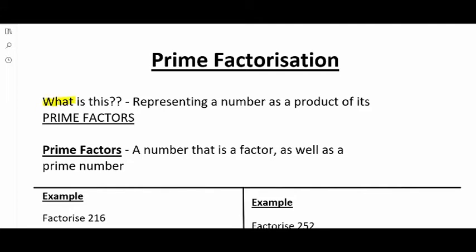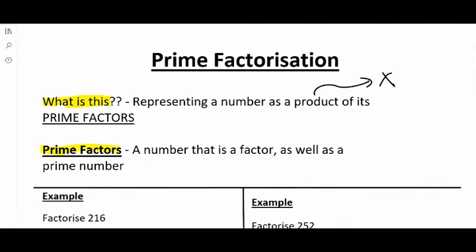Okay, so, what is this? It is representing a number as a product of its prime factors. Okay, there's more technical terms happening here. Remember, products. What does product mean? In mathematics, product means multiplier. So in other words, you can represent a number through a series of other numbers that are multiplied together by one another. Okay, that's still confusing.